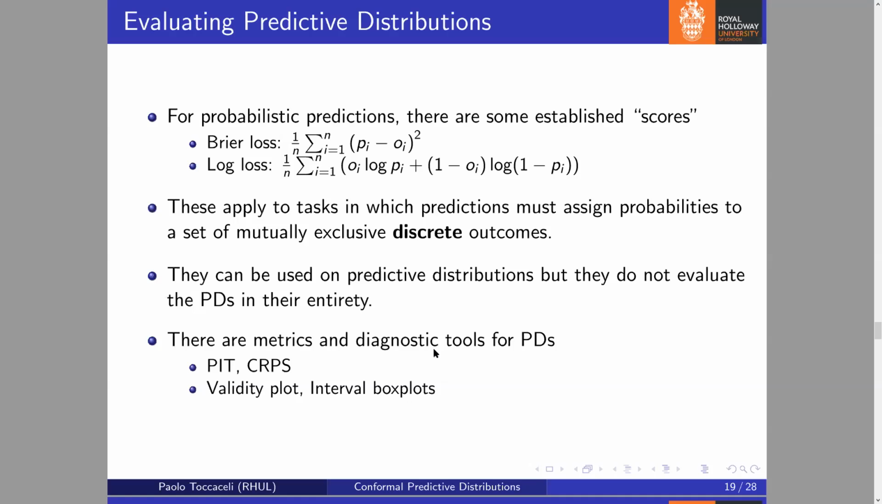So there has been research in coming up with metrics and diagnostic tools for predictive distributions. And the research was mainly in the meteorological domain, interestingly enough. So I'm going to talk about metrics and diagnostics that have a theoretical underpinning, and they are the probability integral transform and the continuous ranked probability score. But then I'll also talk about more practical ways of looking at predictive distributions, which are the validity plot and the interval box plots.